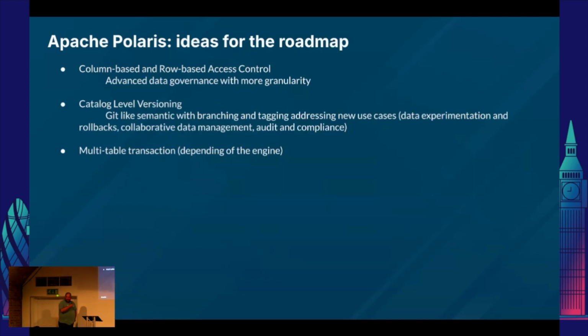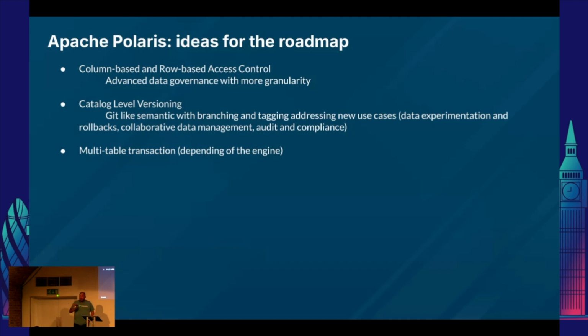Another thing, and this is my personal view, okay? It's not yet discussed with the Polaris community. I think that it would be great to have column-based and row-based access control support. So today we have table and views, but why not saying, okay, this user can have access to all rows that contain this column with this value. In terms of data governance, it's pretty interesting.